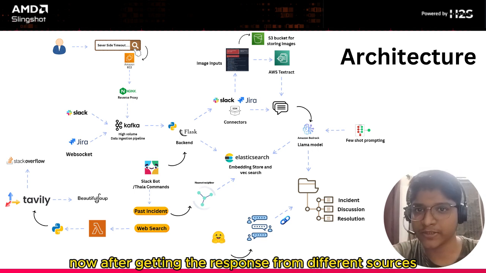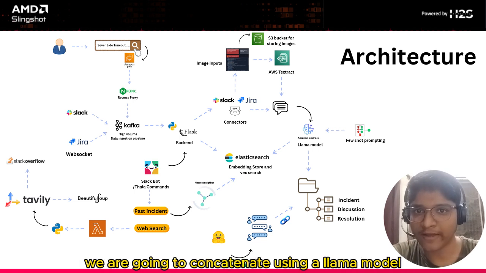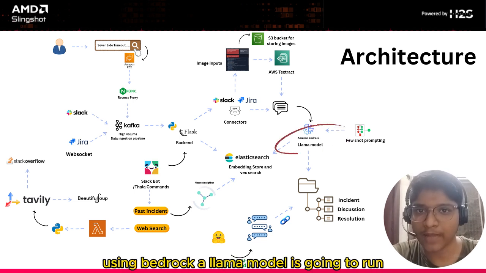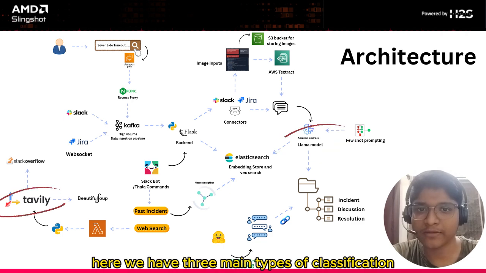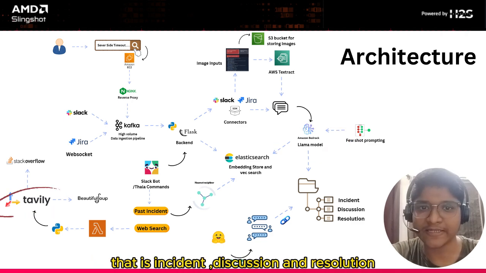Now, after getting the response from different sources, we're going to concatenate using a Llama model, which we have deployed in Amazon Bedrock. Using Bedrock, the Llama model is going to run and return us the concatenation results. Here, we have three main types of classification that the Llama model is going to perform: incident, discussion, and resolution.